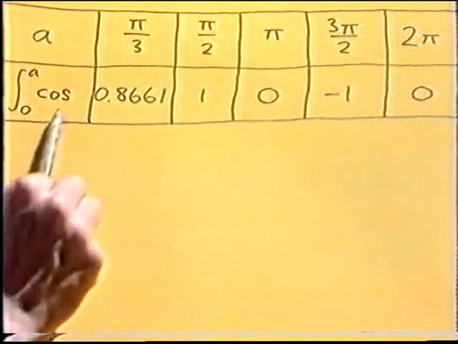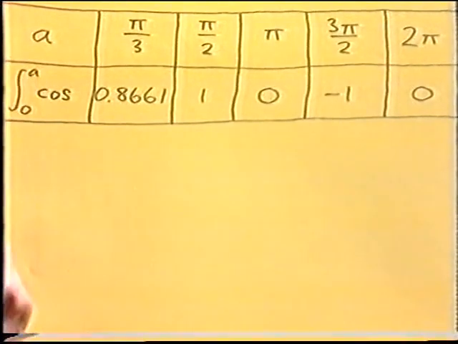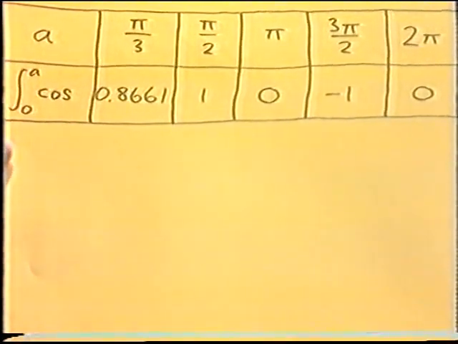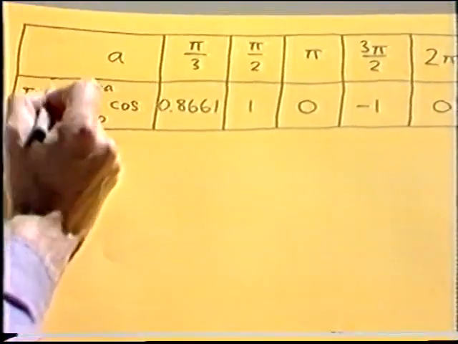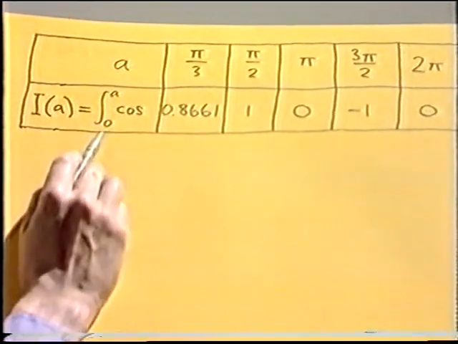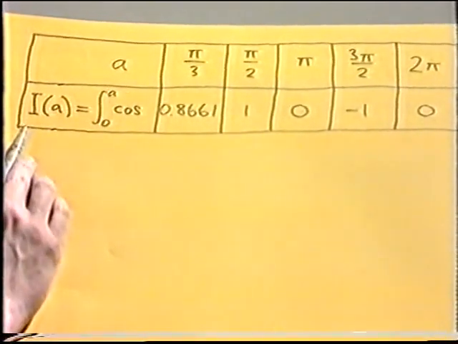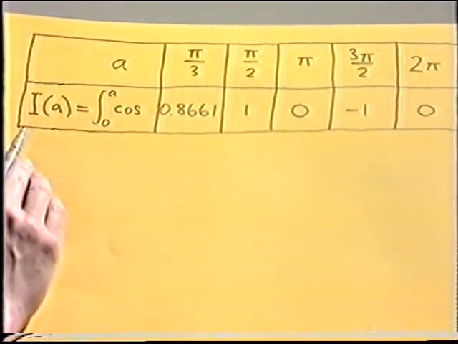It looks as if this is a function, and indeed it is. It comes from taking the integral from 0, so I'll call it I. So we've got I of a equals the integral of cos from 0 to a, and I is the integral from 0 function. Well, one of the first things I'd like to do is to see what the function looks like. So I'll get the micro to plot these points for us.